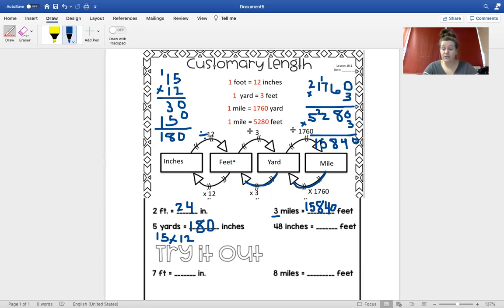Does anybody know what 48 divided by 12 is? If not, you can write it out. But think, 12 times what equals 48? 4. Great job. So 48 inches equals 4 feet.